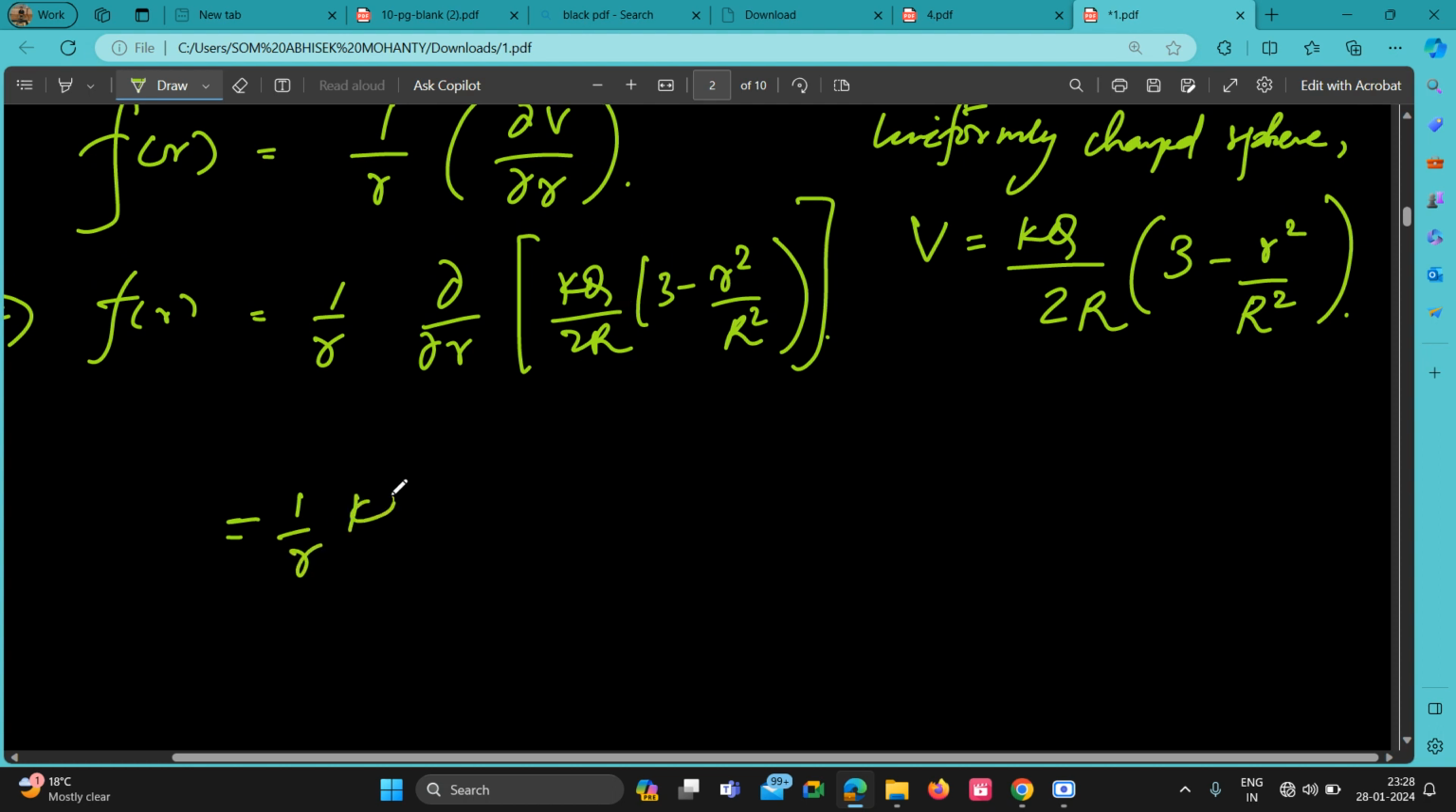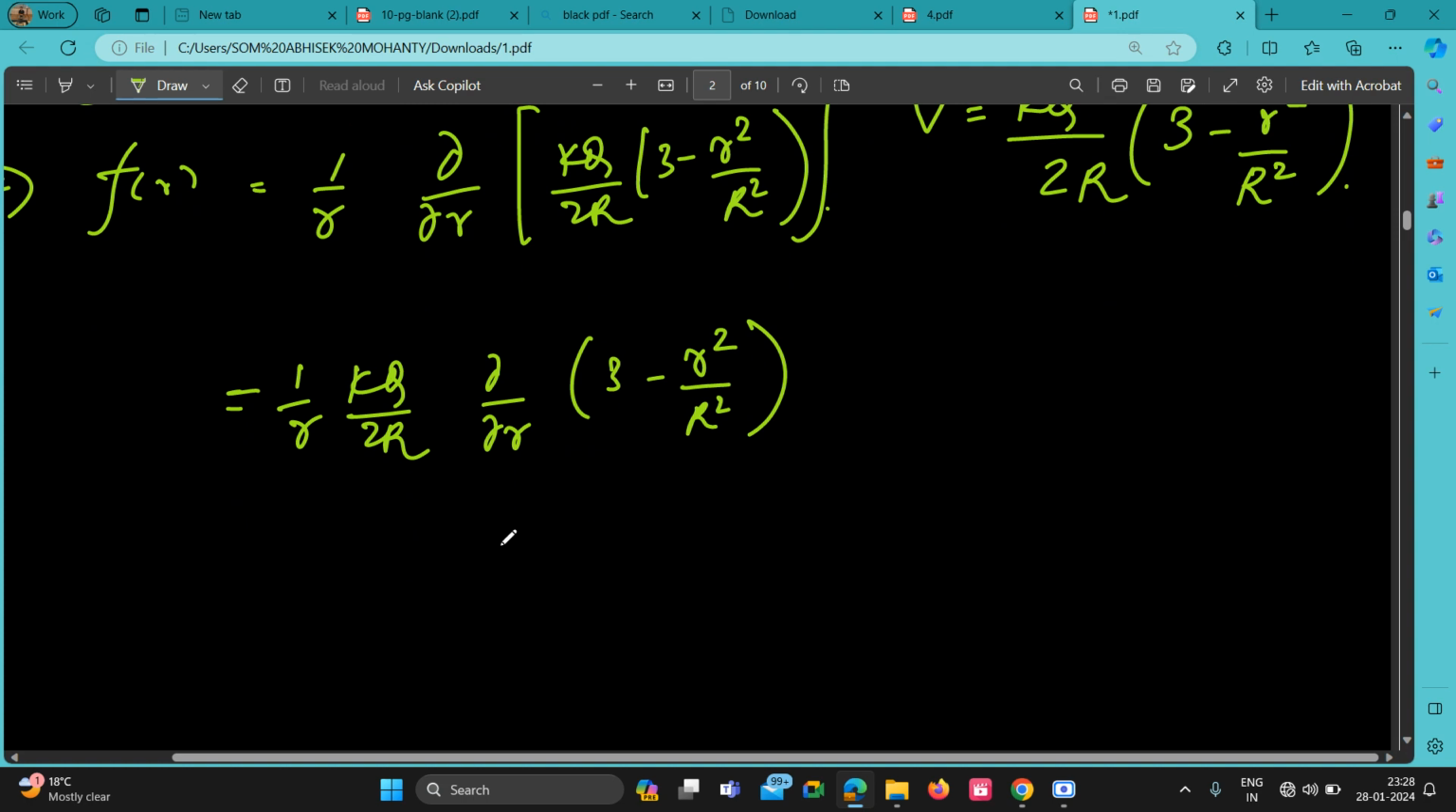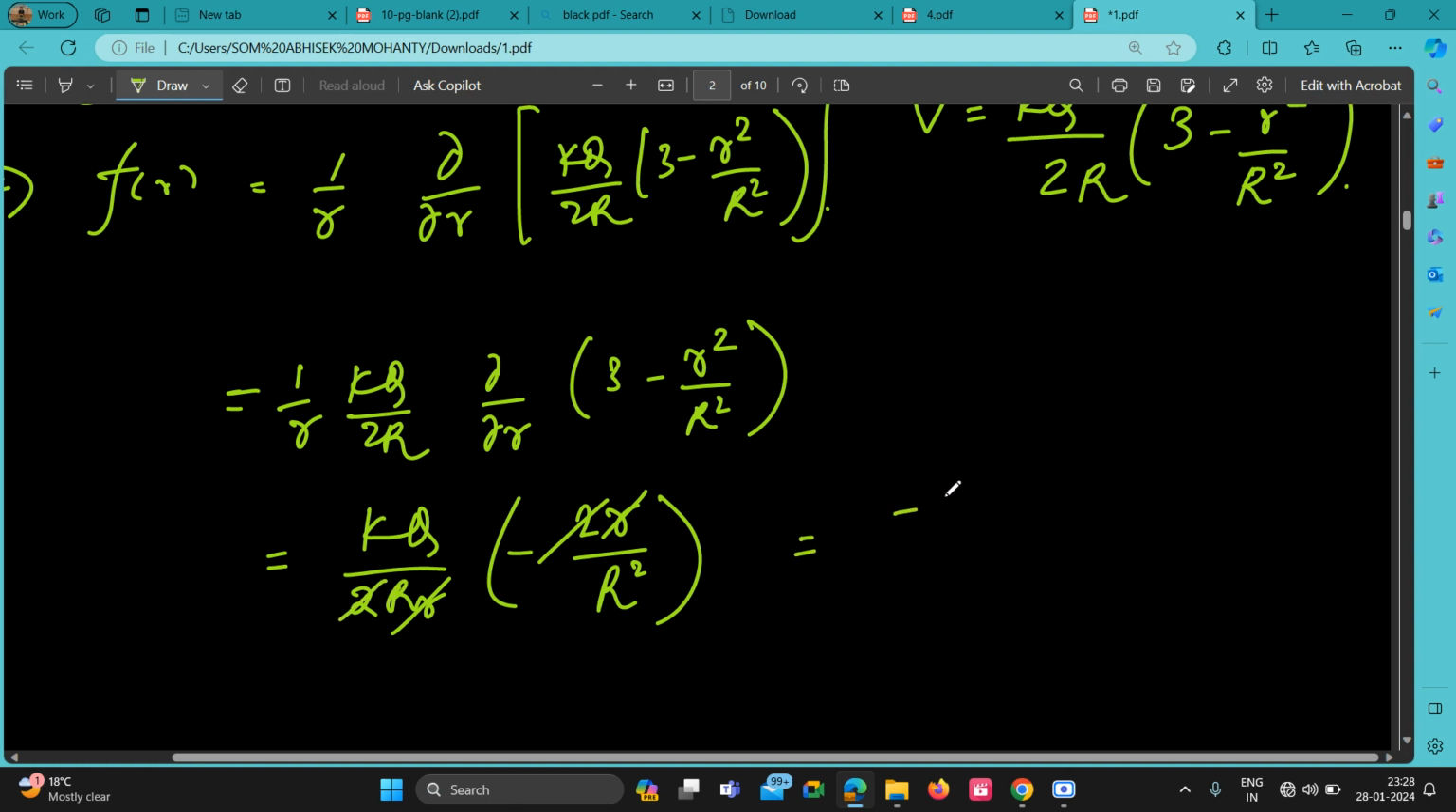Now all this will come out. KQ by 2R del by del r of 3 minus r square by R square. So KQ by 2R, this is minus 2r by R square. r got cancelled, 2 got cancelled. So that will be minus KQ by R cube. Okay? Minus KQ by R cube. Alright, this is your Fr.